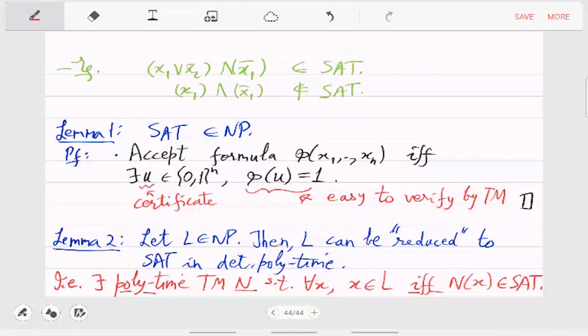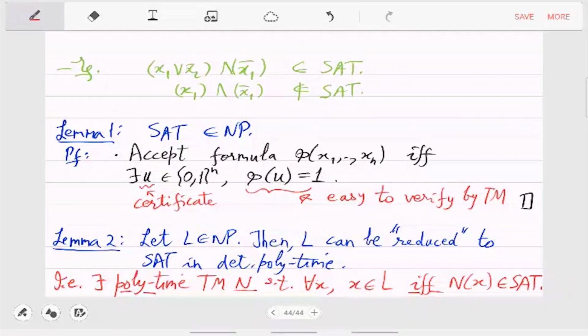N is the Turing machine that reduces the original input, which you wanted to check whether it's a yes string of L. N will transform that string, but efficiently, into another string, and that will become a Boolean formula, which is satisfiable if and only if x was a yes string. Okay, so what Lemma 2 is claiming is that this N exists.